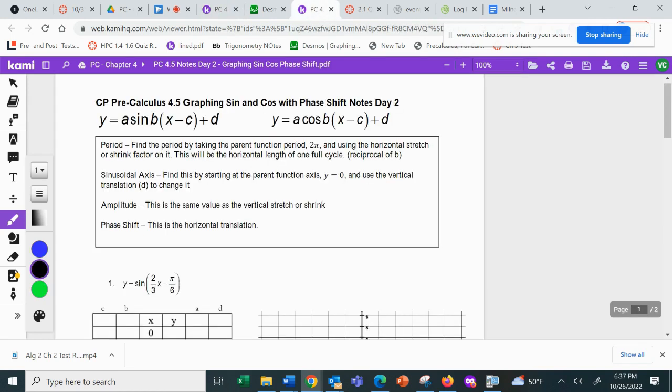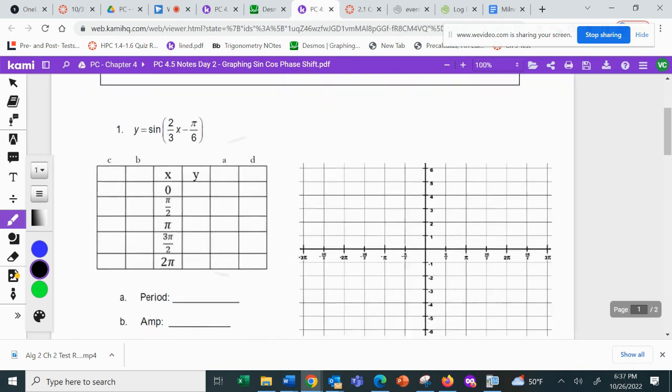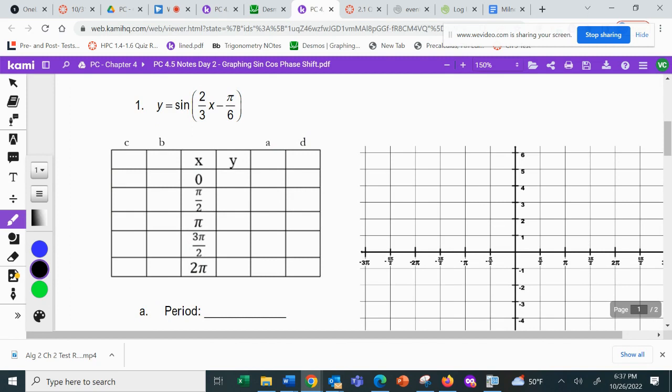So day 2 notes, I kind of wrote how we find the period, sinusoidal axis, amplitude, and phase shift in here. You can read that. I'm just going to do 2 examples. So we'll start with this one right here. And the first thing that I notice is that this is a sine graph. So my x values are going to be those key points. My sine of x, that's going to be my y values. So I think about sine being the y values as we go around the circle. So if this is 1, 0, this is 0, 1, negative 1, 0, 0, negative 1.